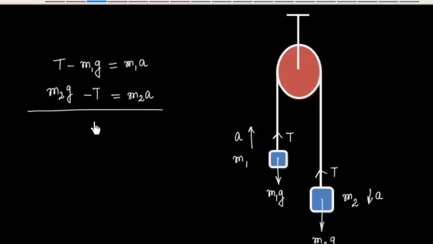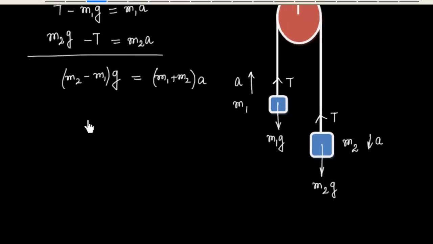Now if I add these two equations, we will have m2 minus m1 into z is equal to m1 plus m2 into a. So from here we can calculate a. So a is equal to m2 minus m1 divided by m1 plus m2, and this multiplied by z. So this relation you can remember.